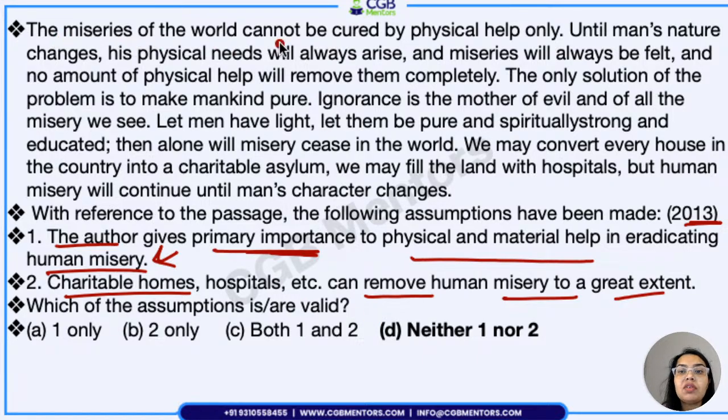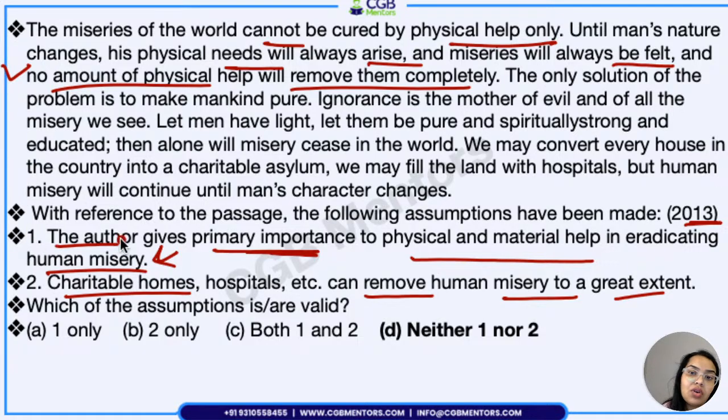Let's see. The miseries of the world cannot be cured by physical health only. Until man's nature changes, his physical needs will always arise and miseries will always be felt, and no amount of help will remove them completely. This is true, and till now it gives us no hint that the author thought about which to give primary importance, or perhaps the author is thinking about what could be removed so that something can help with the misery. The only solution of the problem is to make mankind pure. So these things can remove misery to a great extent? We don't see that yet.